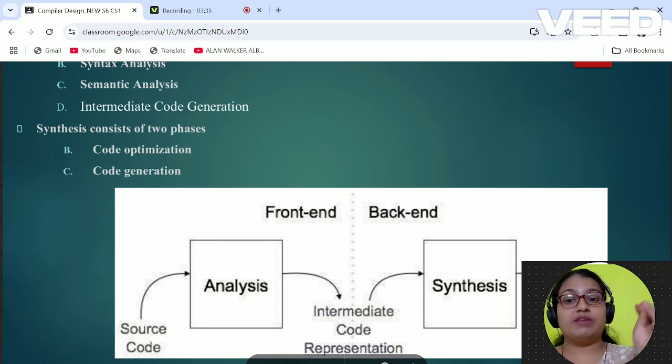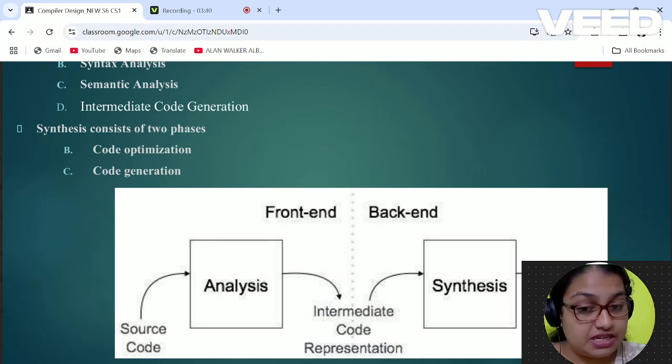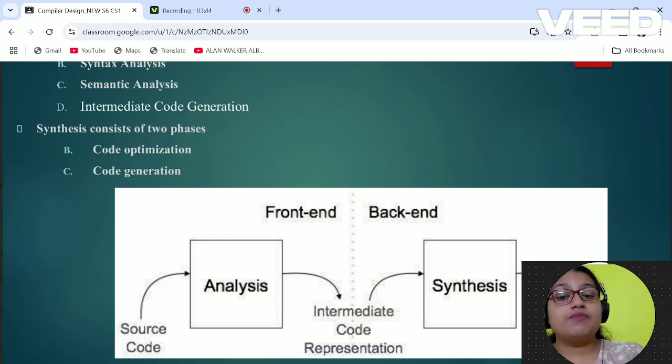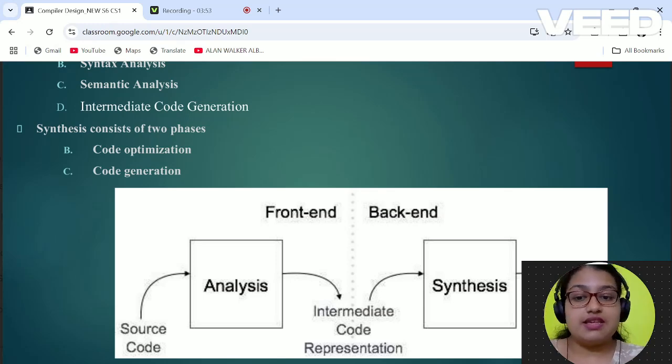In the analysis phase, what will happen? The source code will be put to the analysis phase, and the analysis phase will give us an intermediate code representation. This intermediate code representation will be fed to the synthesis phase in the back end. From here, the synthesis phase will give us the machine code. So this figure is also important.